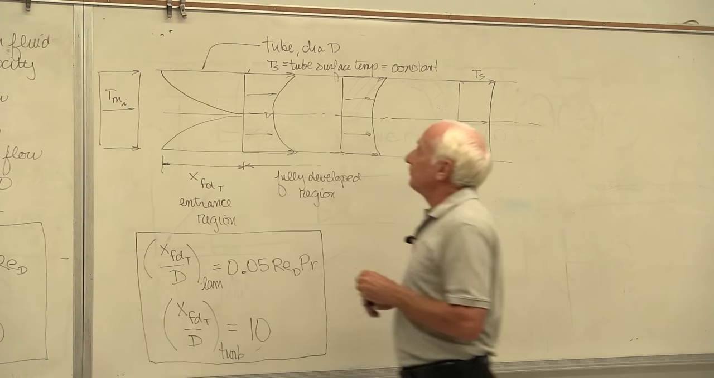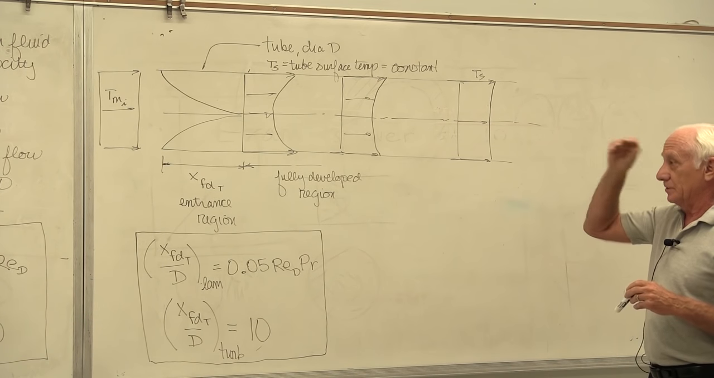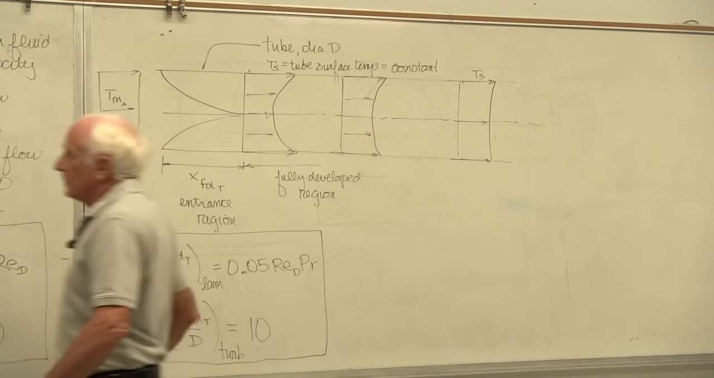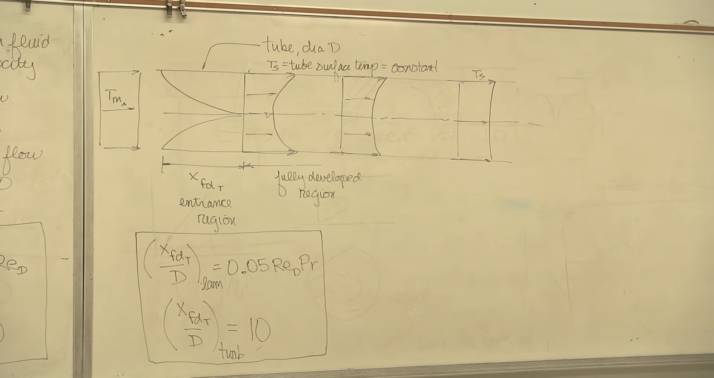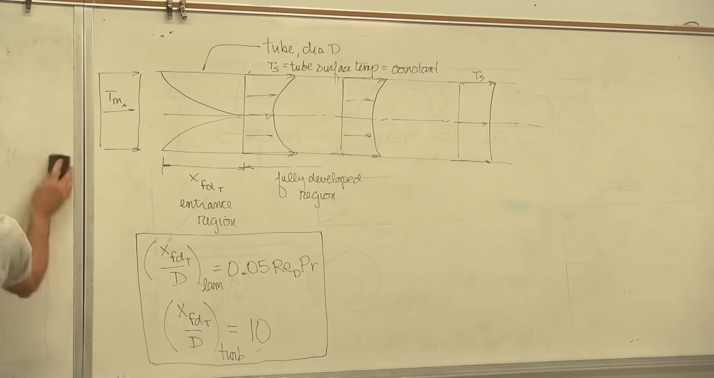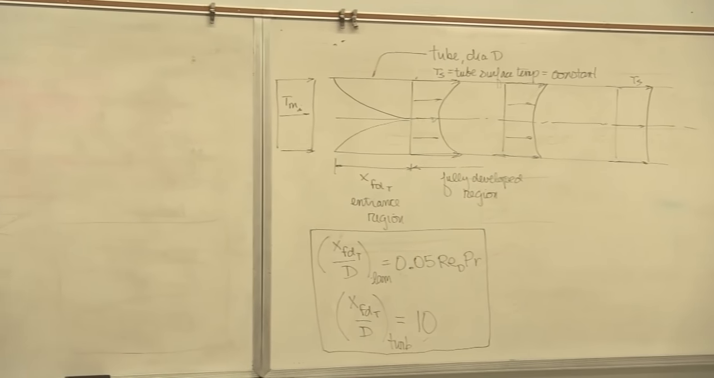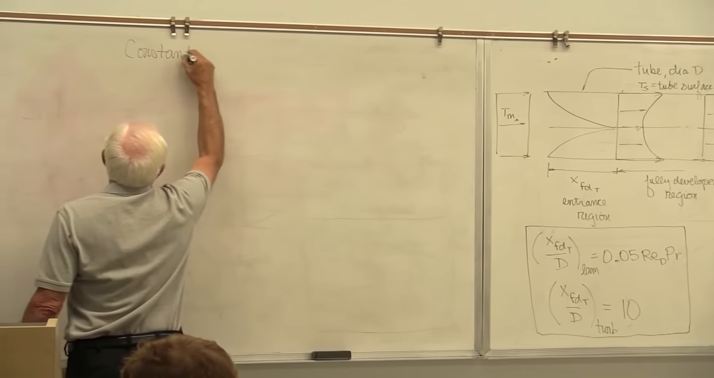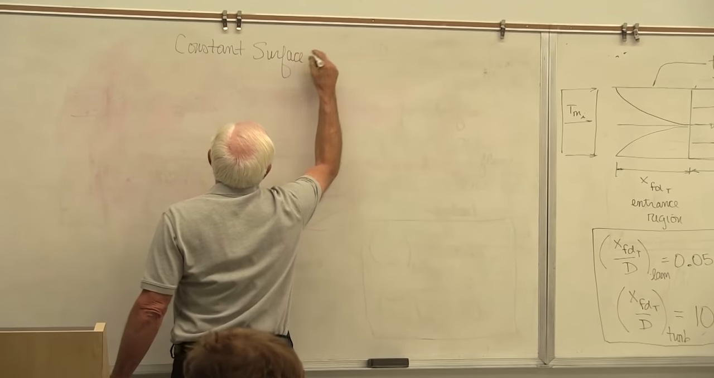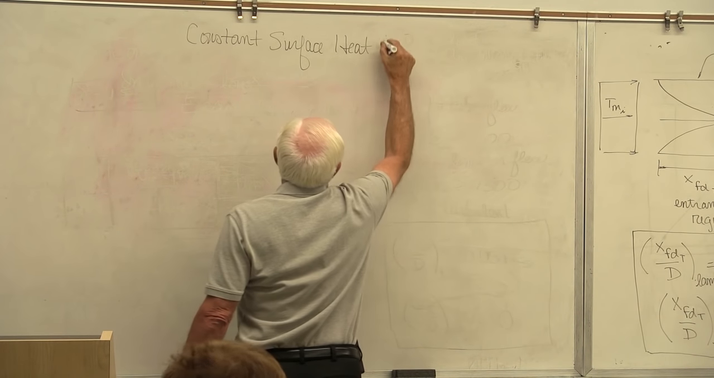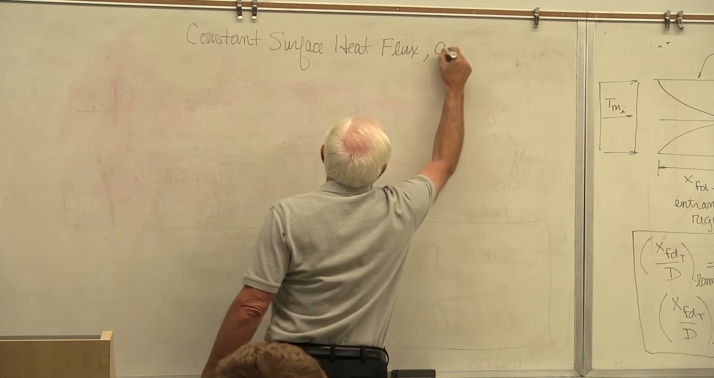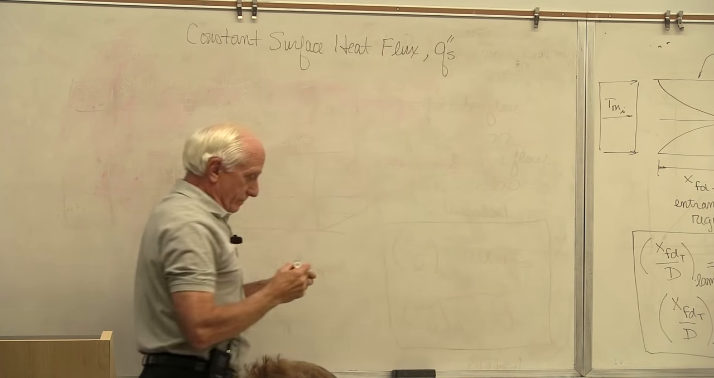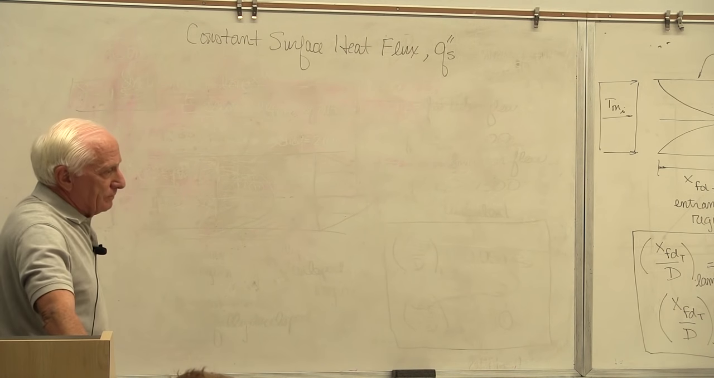All right, now, this is constant tube surface temperature. I'm going to start over here now. There's different kinds of boundary conditions on the tube surface. Number one is you can have constant tube surface temperature. Number two is you can have constant surface heat flux. So this will be constant surface heat flux. q_S double prime. Double prime means watts per square meter. S means on the surface.